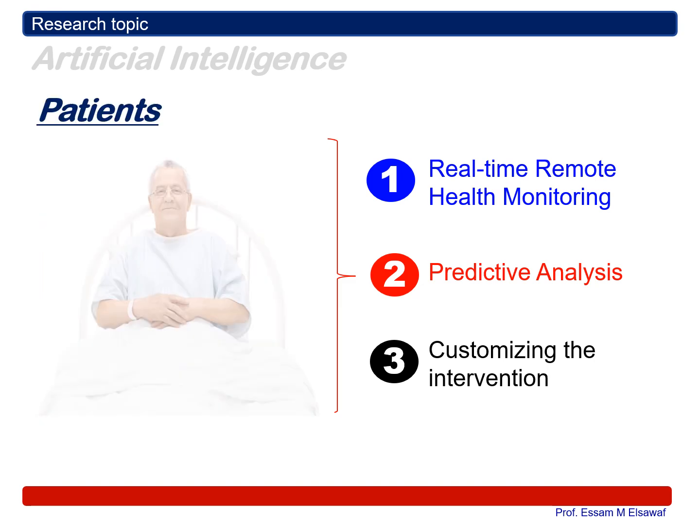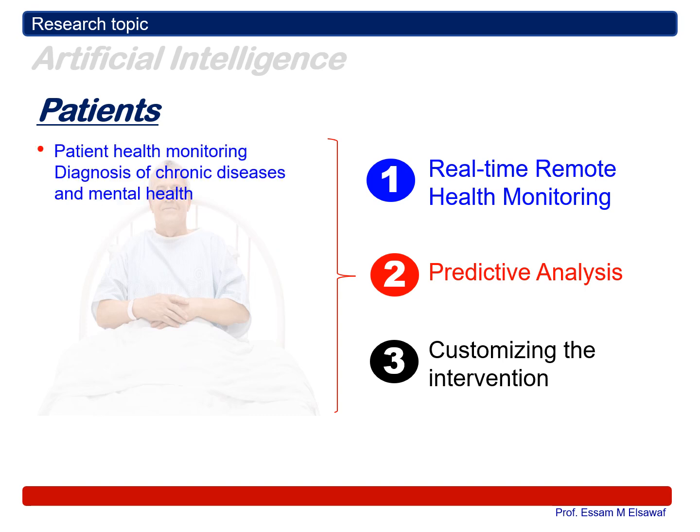Okay, we can apply such functions on many aspects. First, on patients, what can the AI do? First, patient health monitoring. It's real-time remote monitoring. It's not hour by hour or minute by minute. It's real-time monitoring, second by second. So patient health monitoring, diagnosis of chronic disease and mental health, use such real-time monitoring.